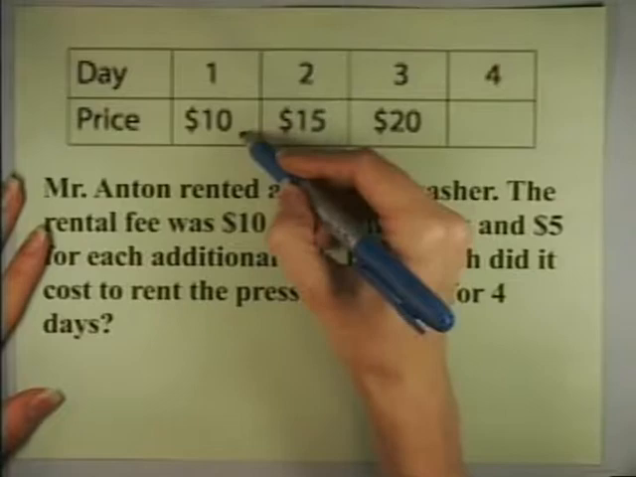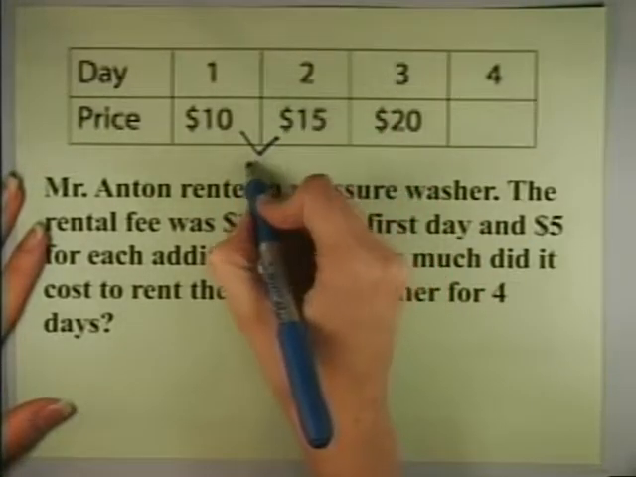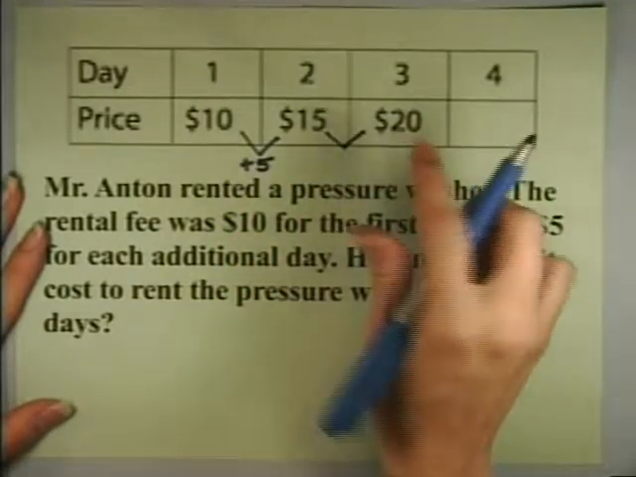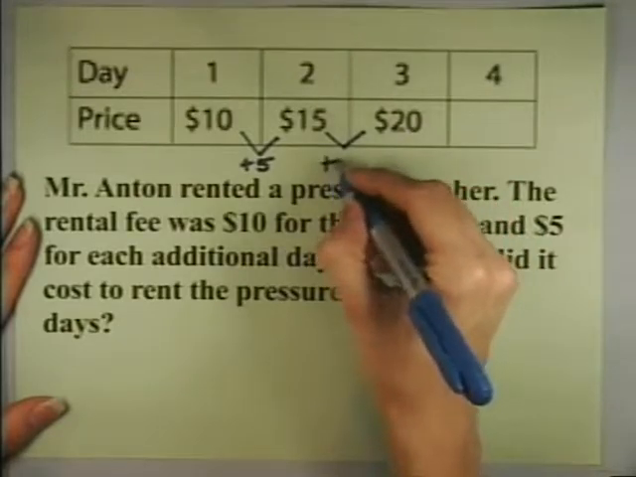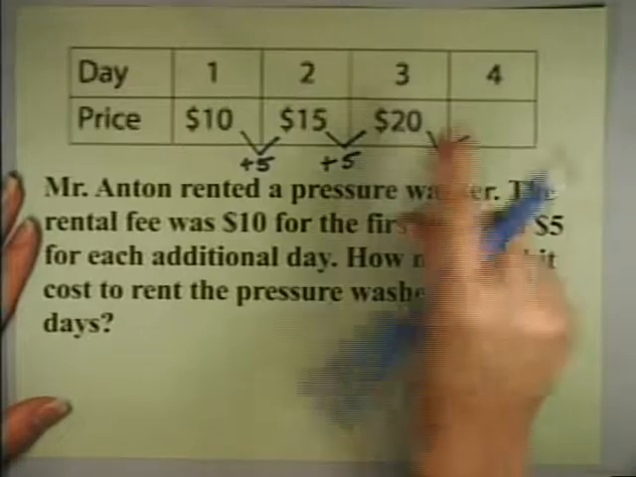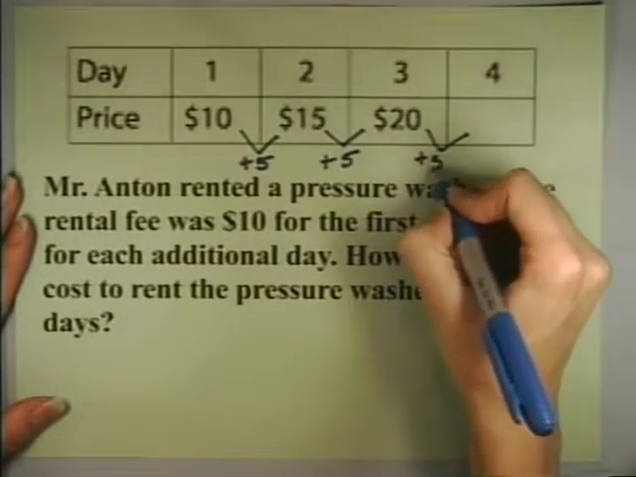Okay, so how much is it going up? $5, and you already said that, so I apologize. And from 15 to 20? $5. Good. They're adding $5, right? So what do you think from 20 to what's next? What are we going to do with the 20? 25. Good. We're going to add $5.